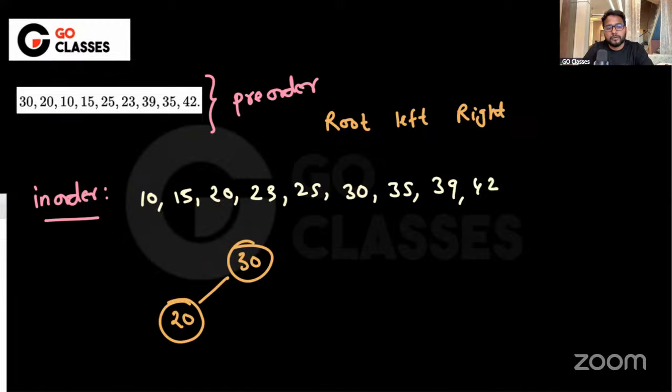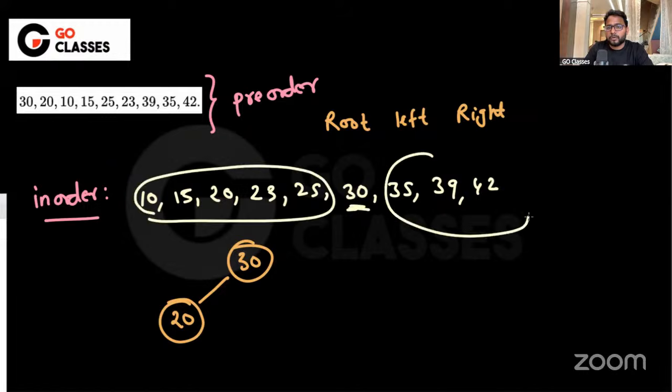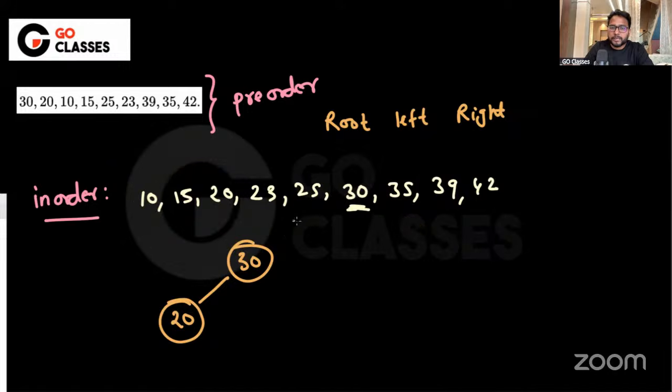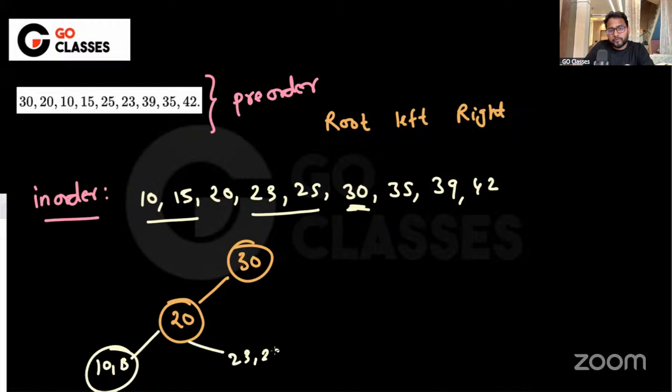Okay, so 30 you can log it, and based on this 30 you can say, okay, all of these will be going to the left, all of these will be going to the right. Now again you can check that among all of this, basically 20 is the root. The next root is 20, so all of this will be in the left, all of this will be in the right. So basically 10 and 15 will be in the left, and 23 and 25 will be in the right. Okay, among 10 and 15, which one is the root? 10 is the root, right? So 10 is the root, so you can write 10, and then 15 will anyway go to the right.